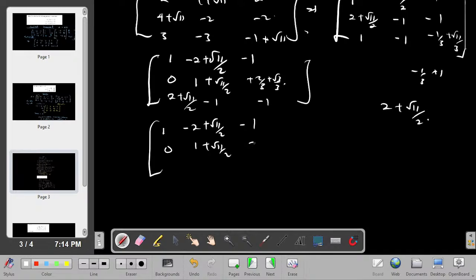I'll have my positive 2 over 3 plus root 3 over 3. I should have combined them. So at this point here becomes 0, right? Then here becomes negative 1 minus. Remember this one, I'm multiplying this times this. And it's something like 2 plus root 11 out of 2 times negative 2 plus root 11 out of what? Right? So this gives us, you can punch this one into your calculator for ease of calculation, right?